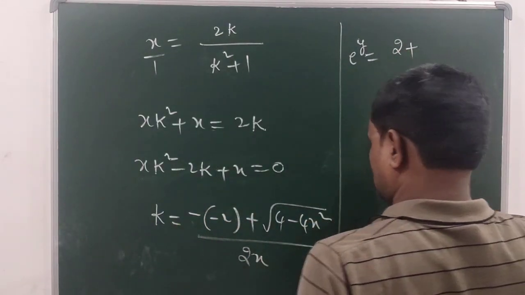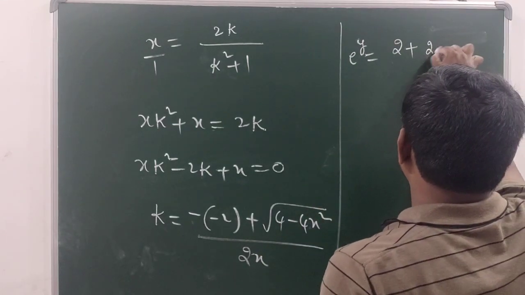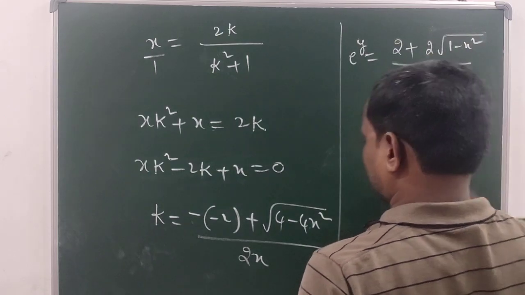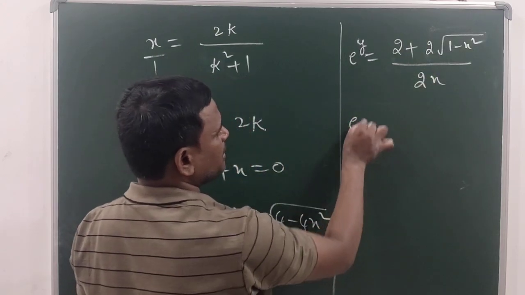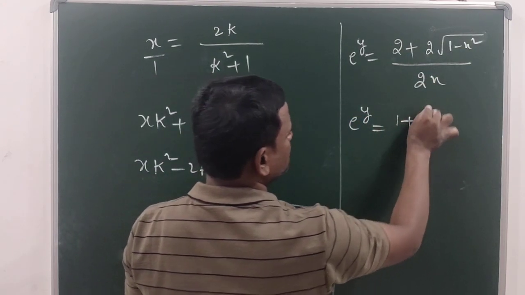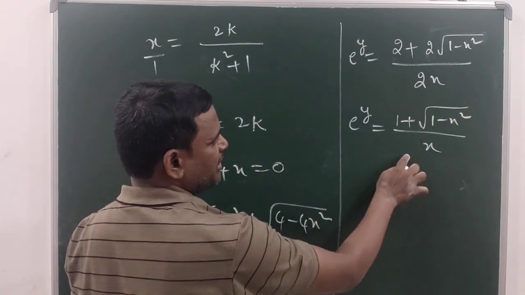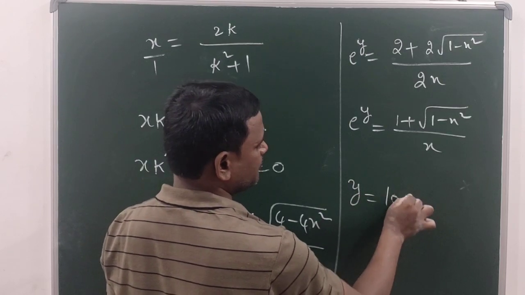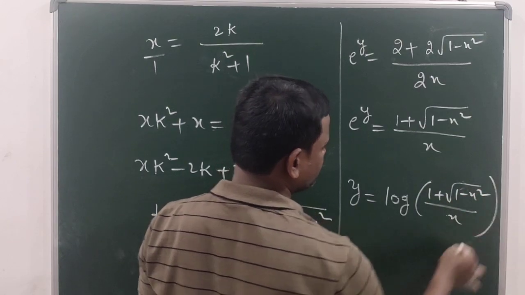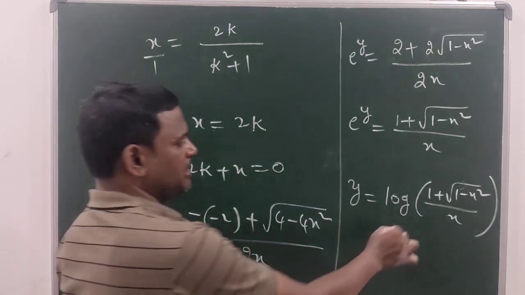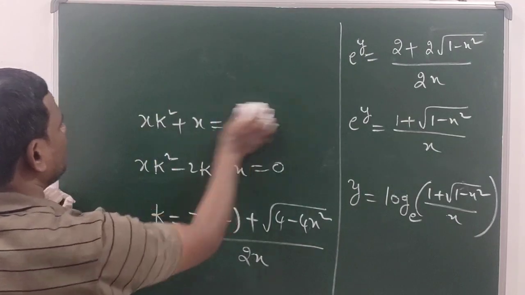2 plus root of, take 4 common. When you take 4 common, so your root of 1 minus x square by, so 2x you will get. Now take 2 common from the numerator, cancel with the denominator. e power y equals 1 plus root of 1 minus x square by x. Now transfer e to the right side, so that here you will get log of 1 plus root of 1 minus x square by x with base e. So this is the sech inverse of x value in terms of log.